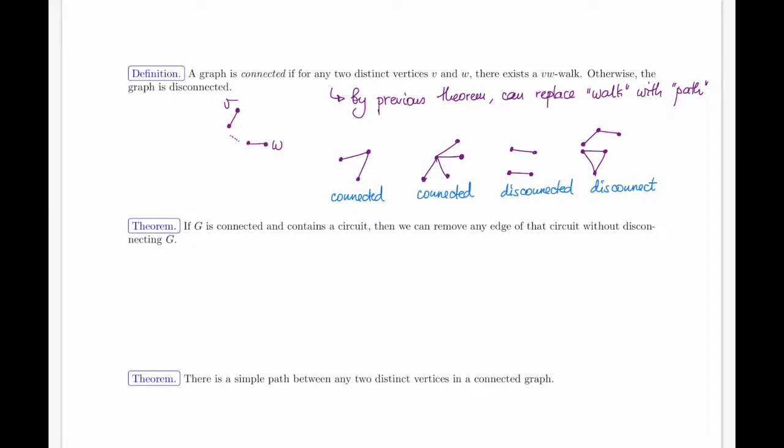Next up is sort of one of my favorite obvious, but actually surprisingly useful results and observations. If the graph G is connected and contains a circuit, remember that a circuit is a closed trail, so no repeated edges, but possible repeated vertices, then we can remove any edge of that circuit without disconnecting the graph.